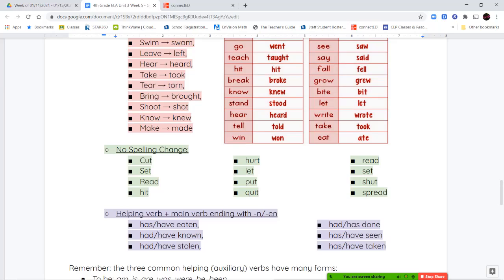Yesterday, he hit the ball. He will hit the ball. Today, he hit the ball. The word doesn't change form.